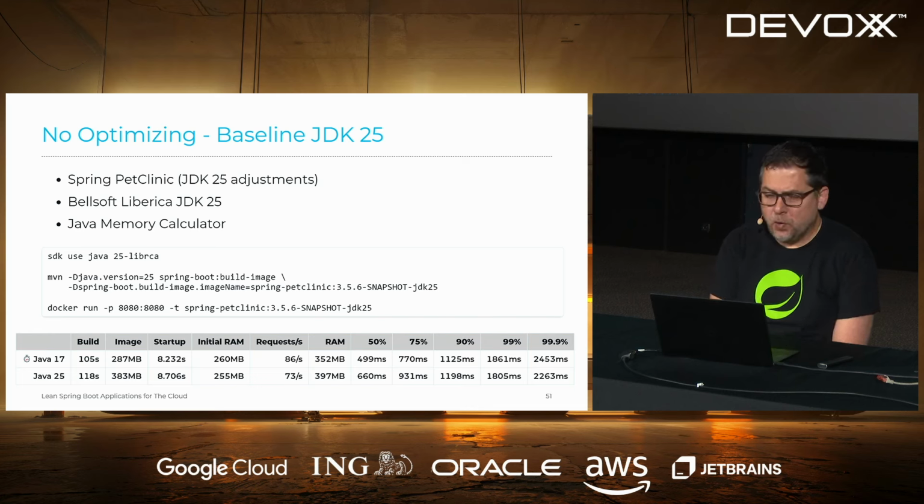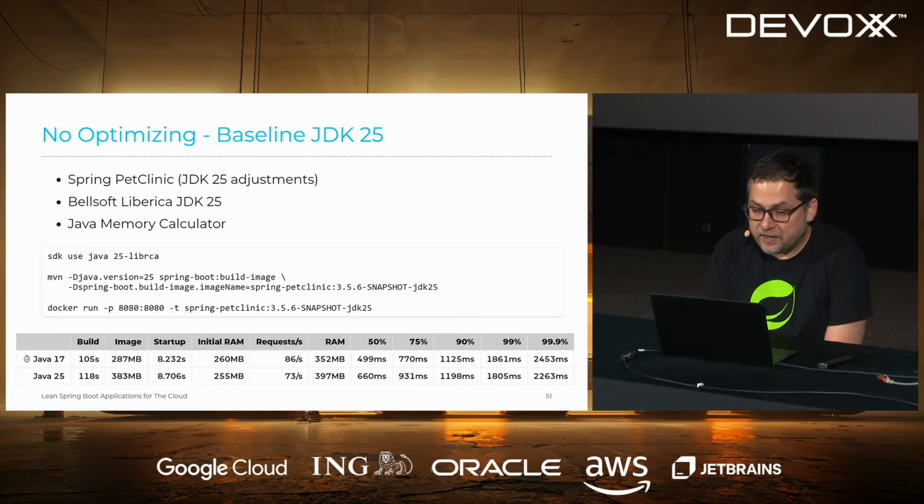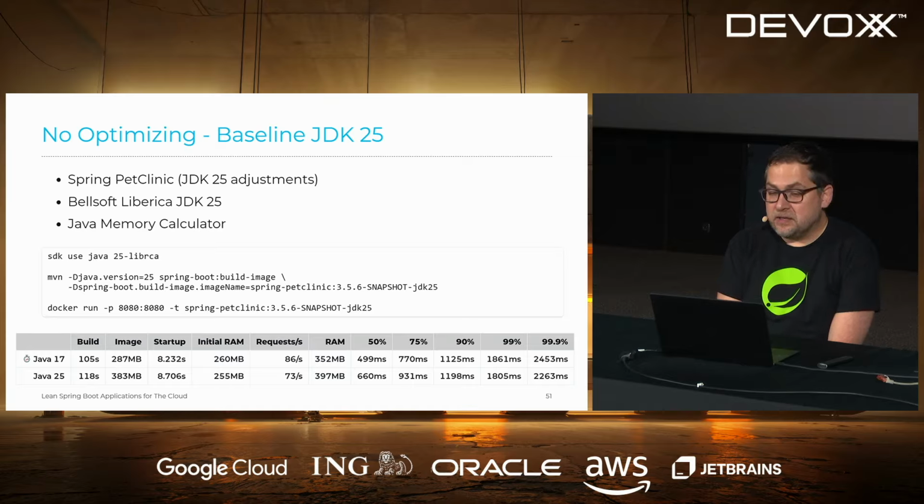And then you realize, oops, certain things are better, but certain things are not better. As you can see, it takes longer to build. It has a bigger image size. It's using more time to start, just half a second. Slightly better initial RAM usage. Then we have less throughput, basically. And you see also the RAM afterwards, and the response times are about the same, at least on the upper side, right?